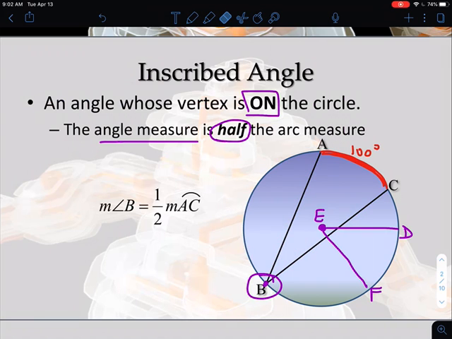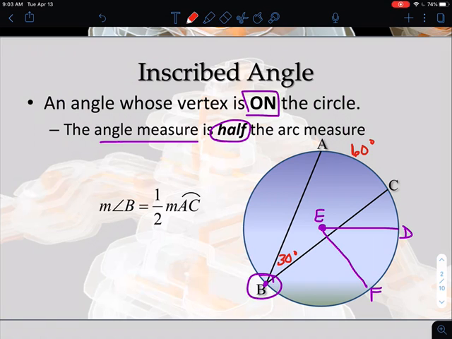Or we might work the other way. They might give us the angle measure and say this angle is 30 degrees, and they want the arc measure, and so that would be twice as big, or 60. And so that's a really big thing: on those inscribed angles, the angle itself is always half the size of the arc. So the outside's always bigger than the inside.